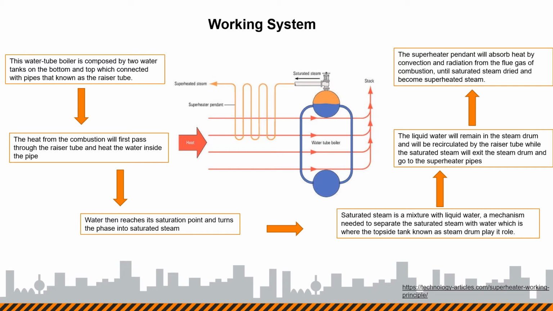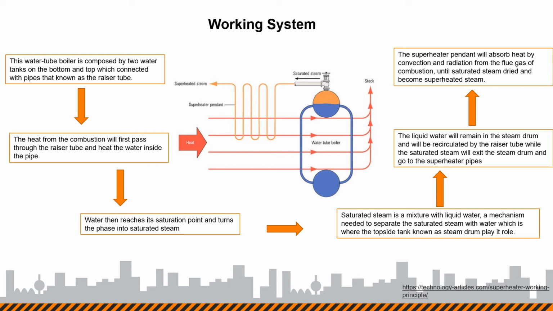The saturated steam is a mixture with liquid water. A mechanism is needed to separate the saturated steam from the water, which is where the top side tank, known as the steam drum, plays its role. The liquid water will remain in the steam drum and will be recirculated by the riser tube, while the saturated steam will exit the steam drum and go to the superheater pipes.